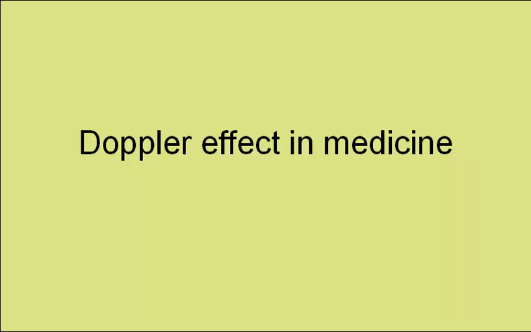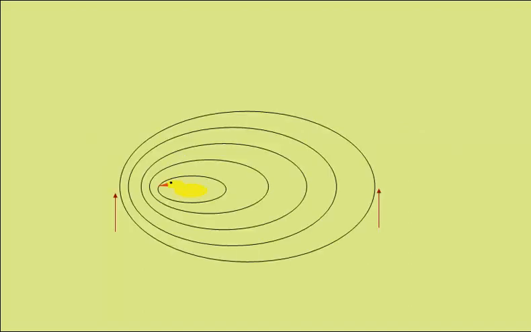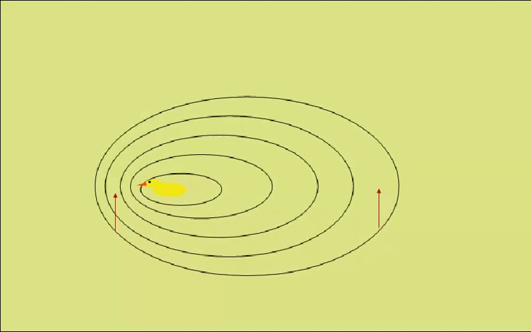The Doppler effect in medicine. First I'm going to look at the Doppler effect in general with the simple example of this duck swimming across a pond. As he swims he produces these ripples, but as he's swimming to the left, the ripples in front of him bunch up. The ripples behind get spread out. As the duck swims, we get this sort of effect.